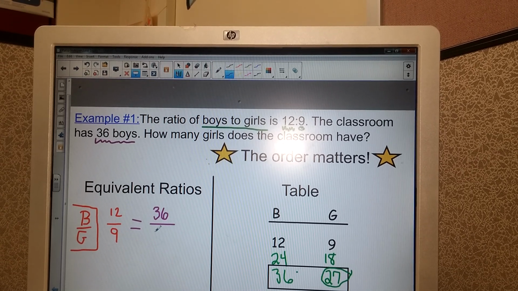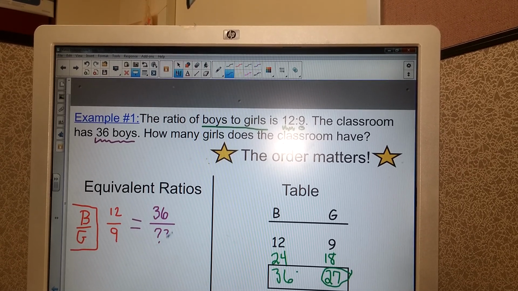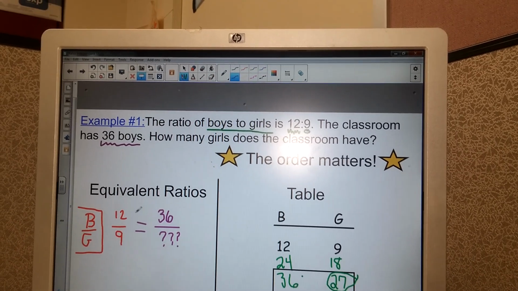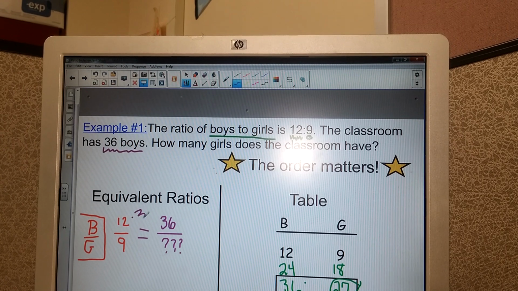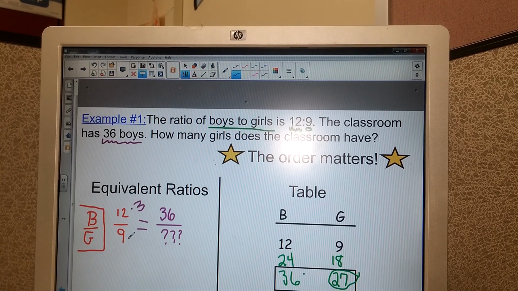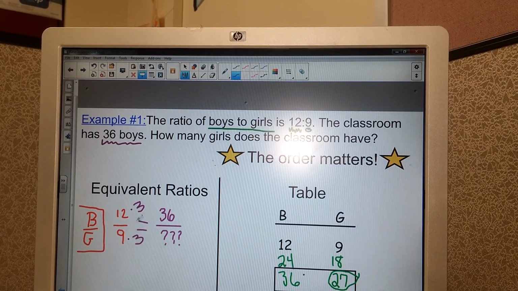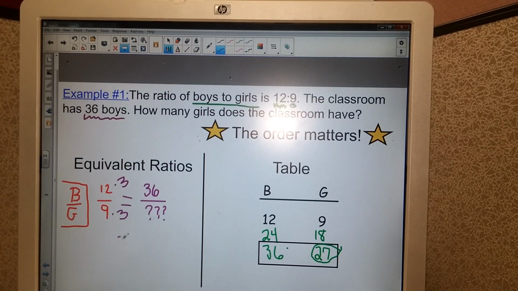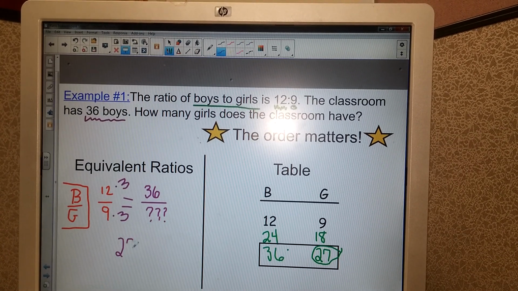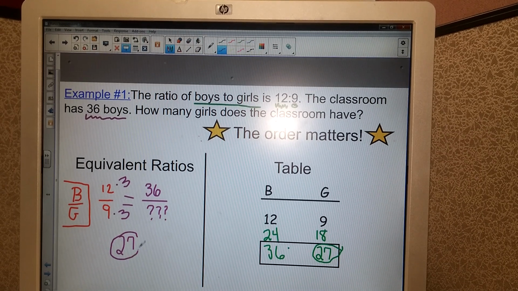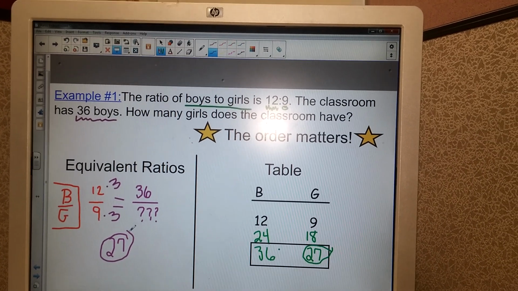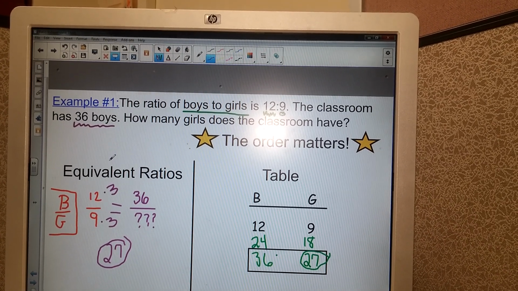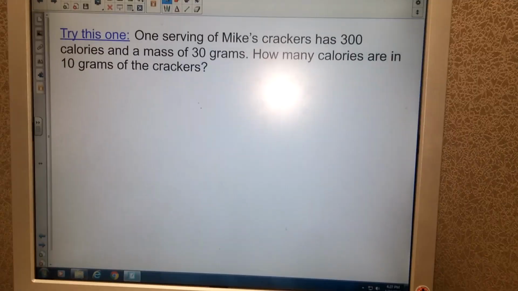How many girls does it have? This is what we're trying to figure out. We don't know how many girls this has. That's what we're trying to answer. But I know that 12 times 3 gives me 36, so if I multiply the numerator by 3, I also have to multiply the denominator by 3, and 9 times 3 is 27. So either way, you're going to get 27 girls as your answer. However, the one on the left is much quicker, especially as we get to larger numbers.